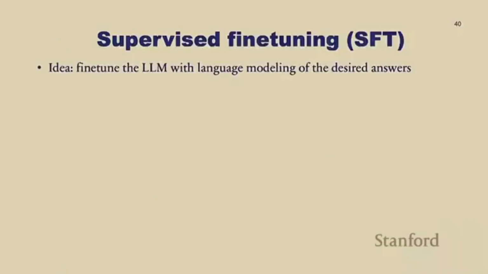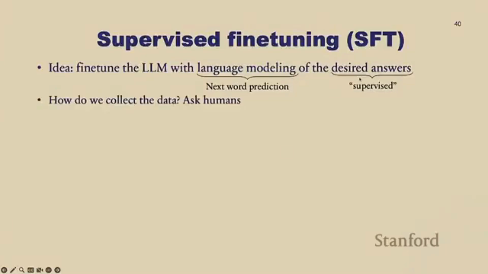Okay, SFT. Supervised fine-tuning is really exactly what I just said, which is the idea of fine-tuning the large language model on the desired answers that are collected from humans. So why is it called supervised fine-tuning? Because you basically want to do language modeling on the real answers. Language modeling is this next word prediction, and that's the fine-tuning part. And then you want to do it on desired answers given by humans. So that's why we call it supervised. So how do we collect this data? Well, I just said it. You just ask humans to tell you, this is a question, this is the answer that you would want from some of these models.